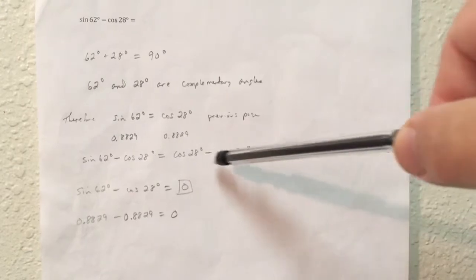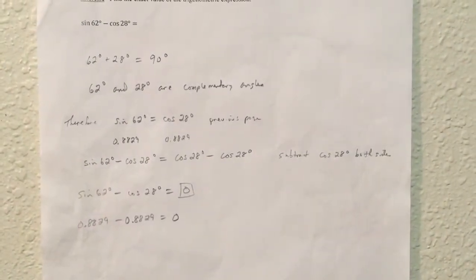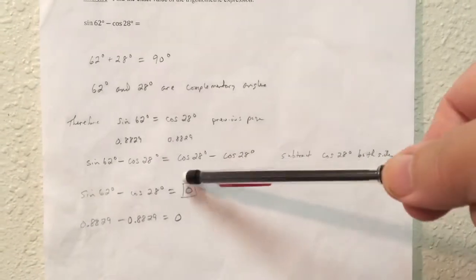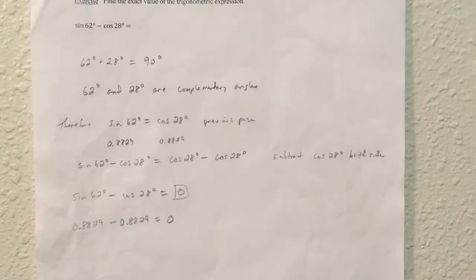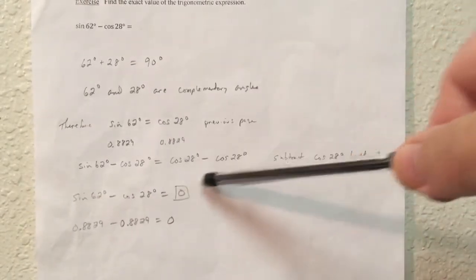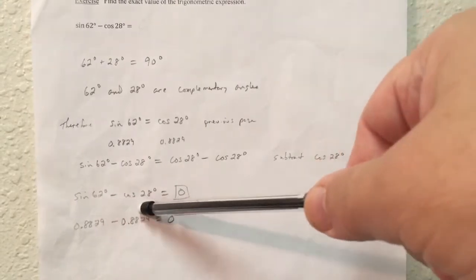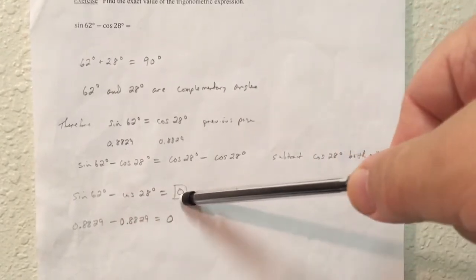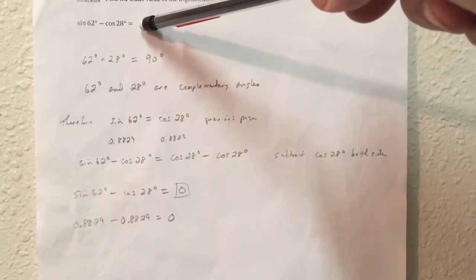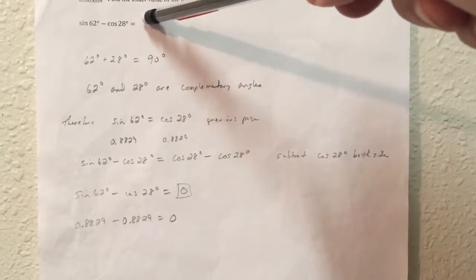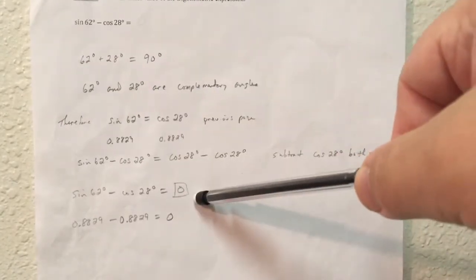Well, anything minus itself is equal to 0. Just like 5 minus 5 is 0, 10 minus 10 is 0, cosine of 28 degrees minus cosine 28 degrees is equal to 0. So this on the right hand side is equal to 0, and we have sine 62 degrees minus cosine 28 degrees is equal to 0, and so that's the answer to our problem up here. That's what we're trying to find. What's the value of this trigonometric expression equal to? Well, it's equal to 0.